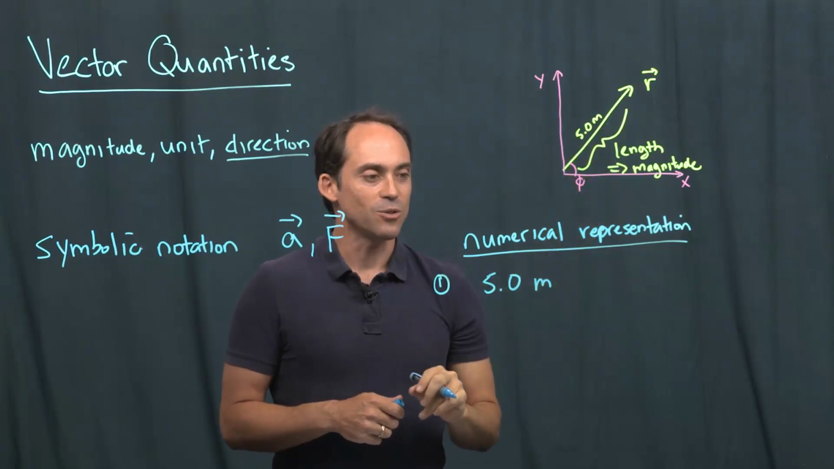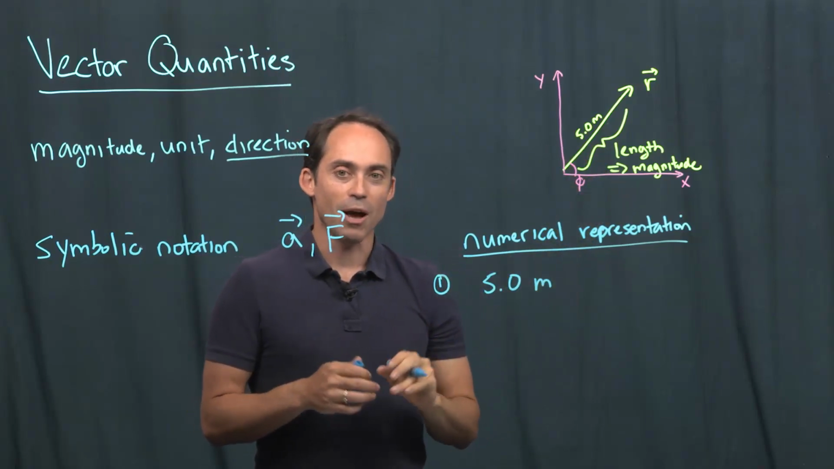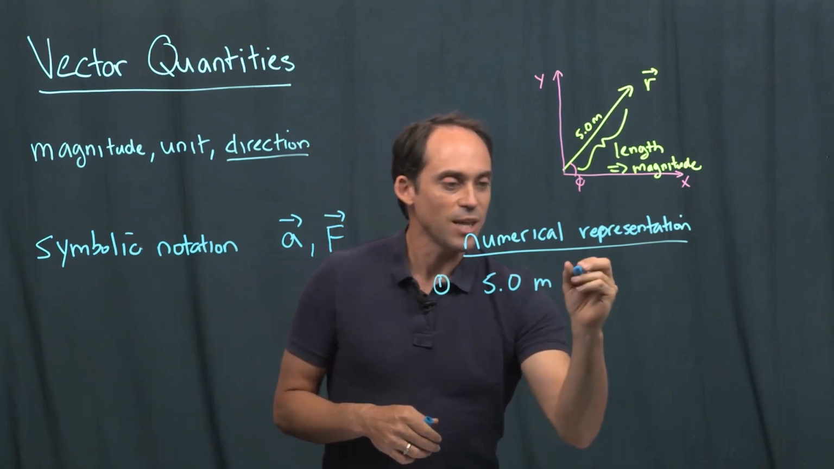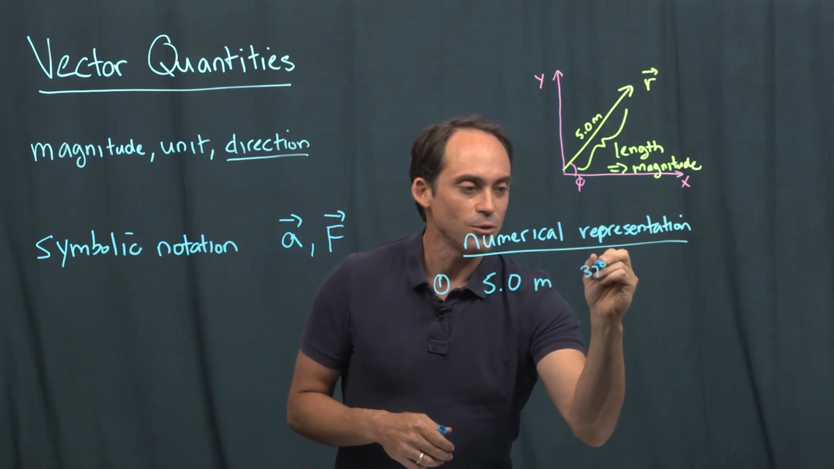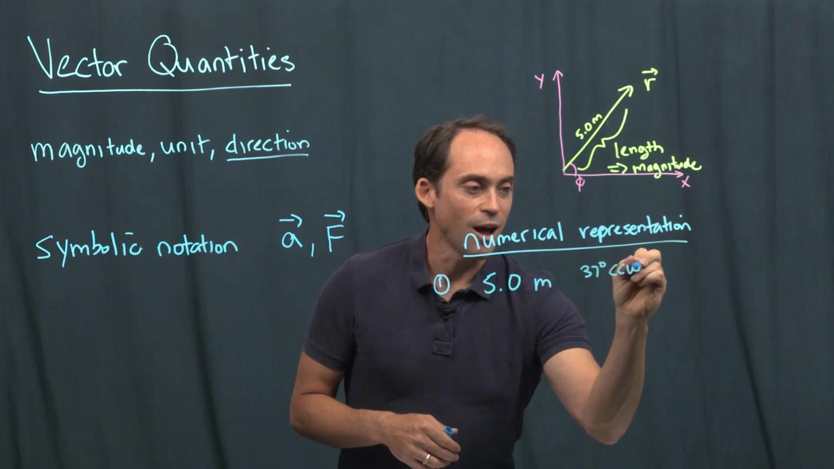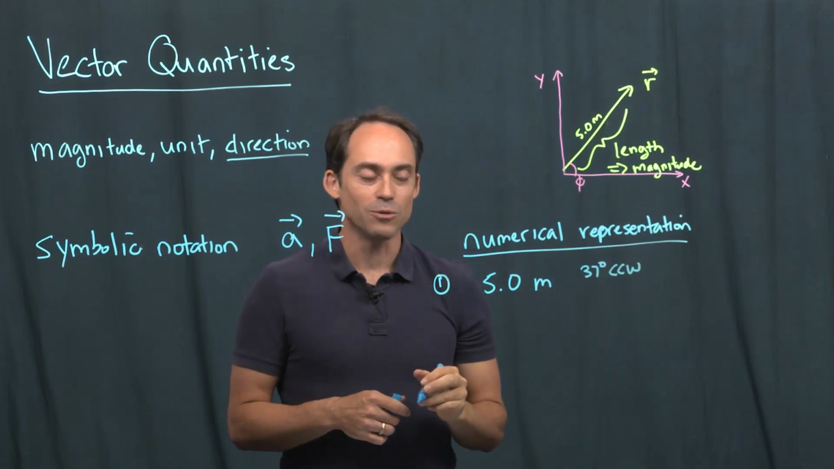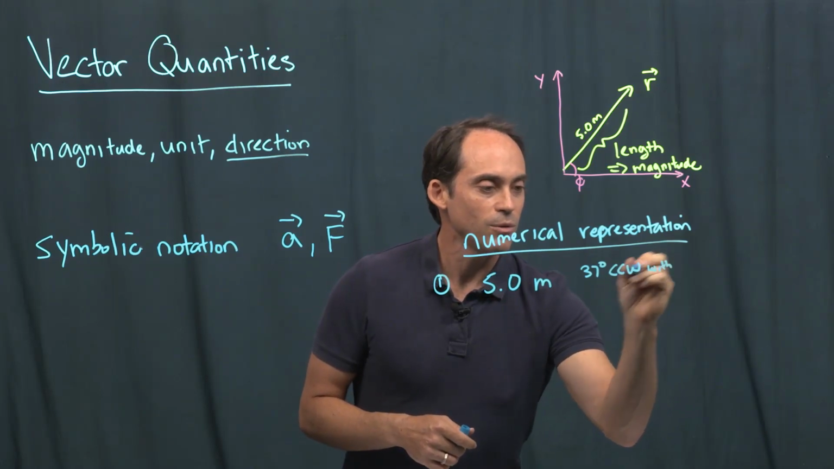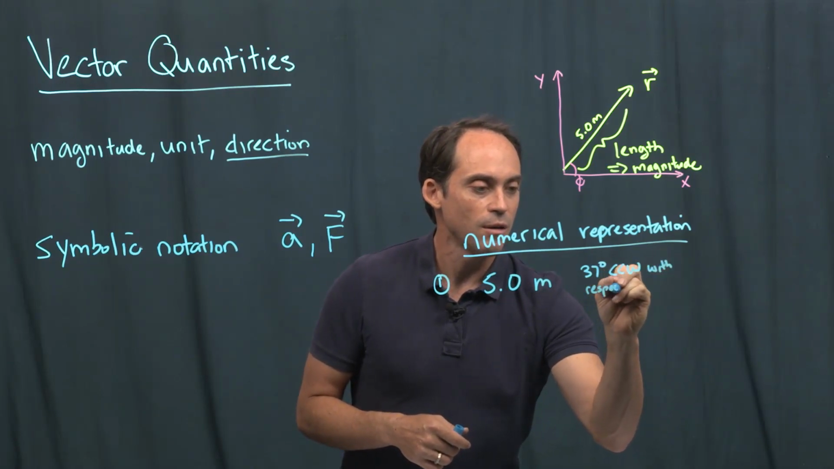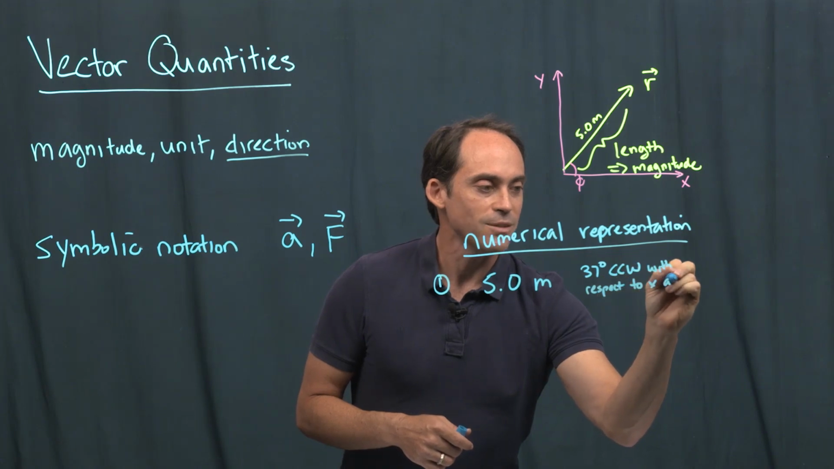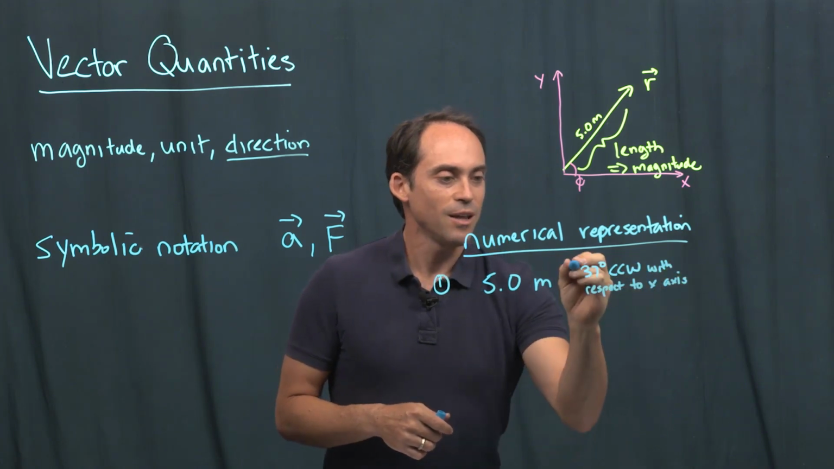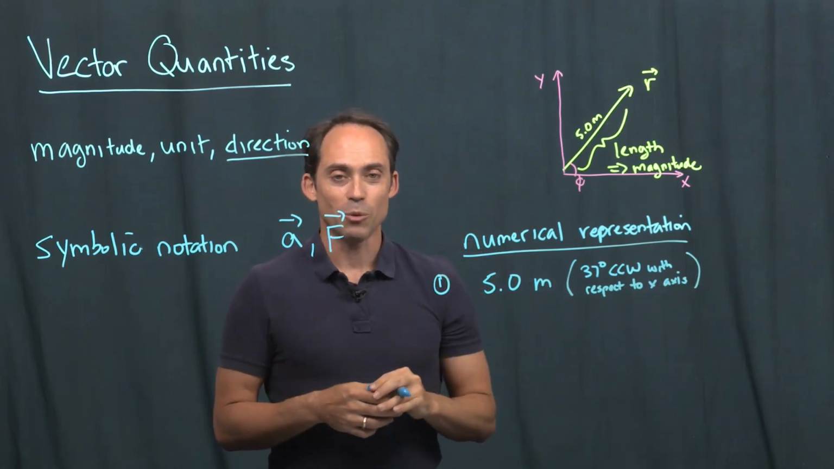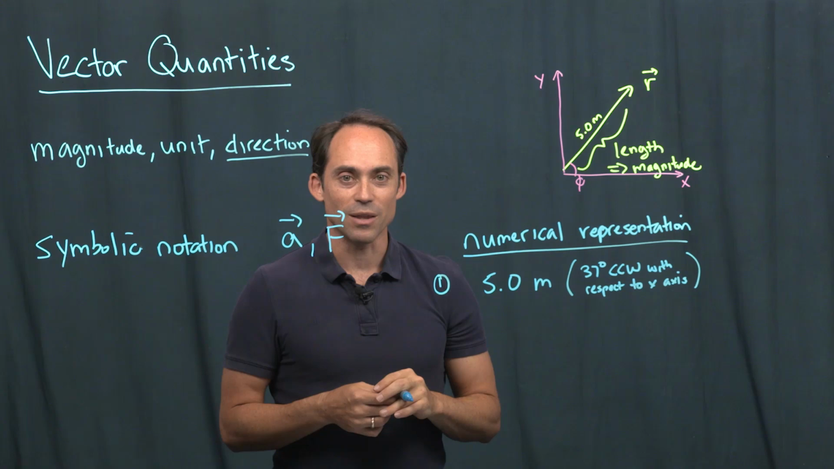This angle, as we'll see in a moment, is going to be about 37 degrees with respect to the x-axis. And so I could just write that down, 37 degrees counterclockwise, that's what CCW is, with respect to the x-axis. That is specifying a direction. It's very wordy, but we have to have some way of conveying which way this arrow is actually pointing.